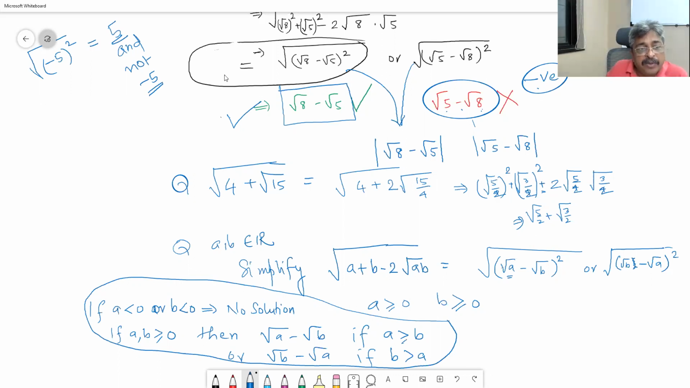This is very important and you need the clarity while solving this problem. Otherwise, the most common wrong answer is either this or both of them. This or this is a wrong answer. Only correct answer is root 8 minus root 8. Both simultaneously present is a wrong answer because you are not respecting the outer radical sign. You must respect inside radical sign as well as outer radical sign. Okay, next problem.